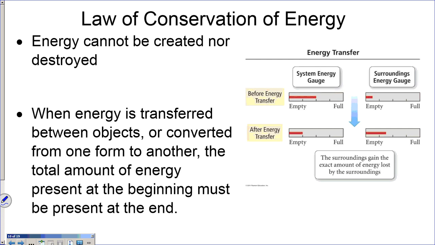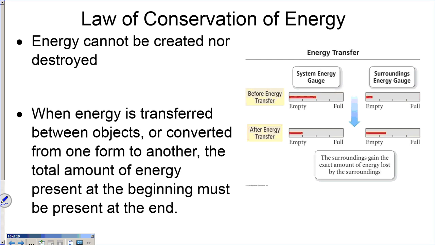One thing to remember with thermochemistry is the law of conservation of energy. Remember, this still goes back with the law of conservation of matter. Energy cannot be created or destroyed. We're never making new energy. We're only taking it from one thing and transferring it into another thing. And when energy is transferred between objects or converted from one form to another, the total amount of energy that you have at the beginning is still the total amount of energy you have at the end. It may have just changed form.